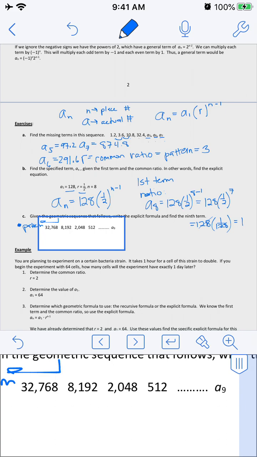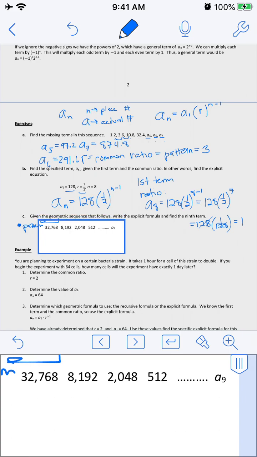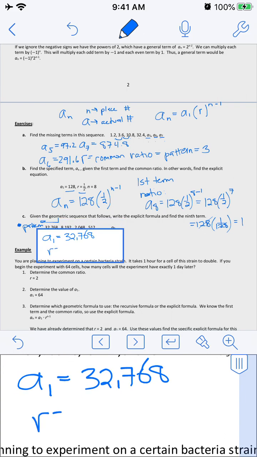It says write the explicit formula and find the 9th term. Sorry. In the last problem, they were kind enough to give us all the pieces. Here, they didn't list all the pieces, but at least they gave them to us all. What is A1? Well, remember, A1 means the first term, so that'd be the 32,768. It's our A1. Our ratio we're going to have to figure out.